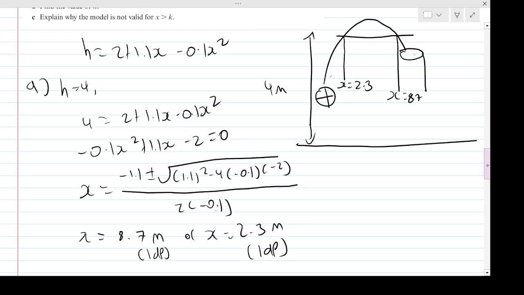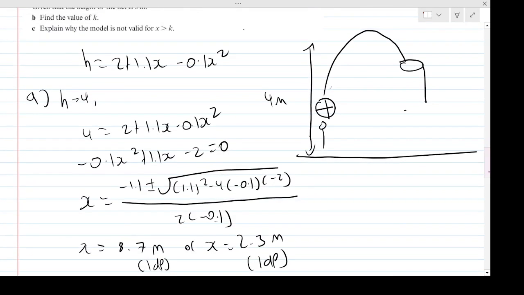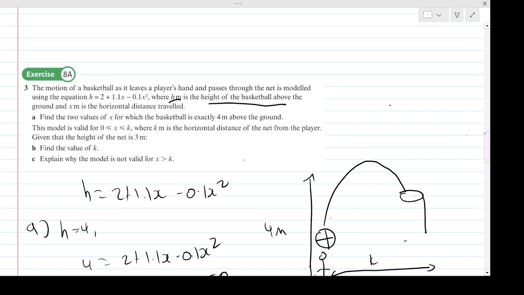Right, okay, then it says for part B, the model is valid for 0 less than or equal to x less than or equal to some number k, where k is the horizontal distance from the net of the player. So k is the distance from the player to the hoop. Given that the height of the net is 3 meters, find the value of k.